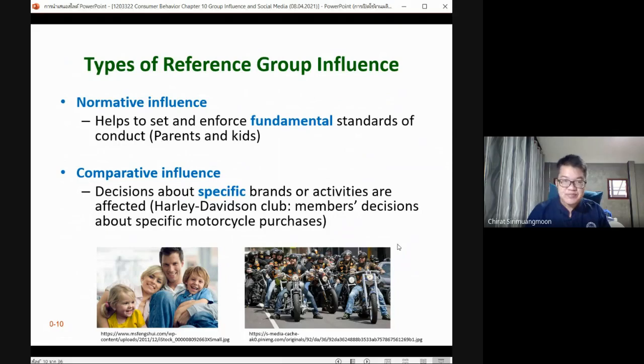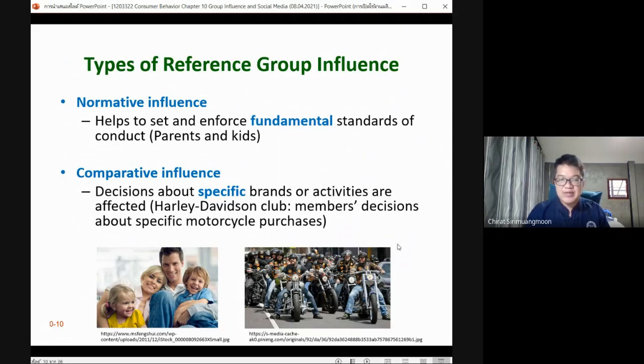So again, normative influence is actually the influence from the standard that is set. Maybe I use this term: fundamental standard, the principle or the majority standard that you need to follow. So in this case, you need to have it because it's going to make you have a good life in the society.